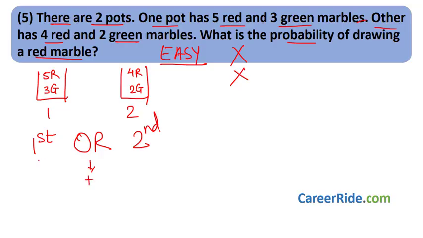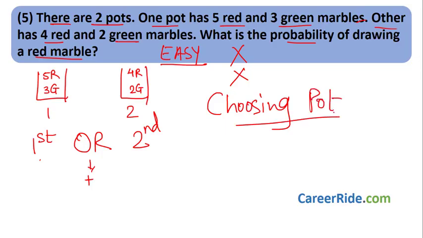That means first we have to find the probability of choosing a red marble from the first pot. Then we have to find the probability of choosing the red marble from the second pot, and then add them. But before that, we have to see the probability of choosing the pot. There are two pots, so which pot do we choose? We might choose pot 1 or pot 2, so the probability of choosing pot 1 or pot 2 also has to be considered.